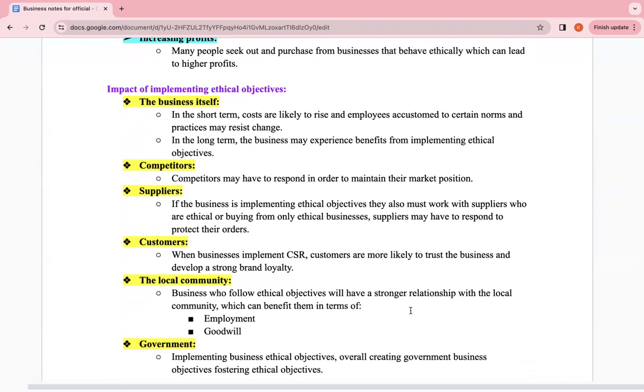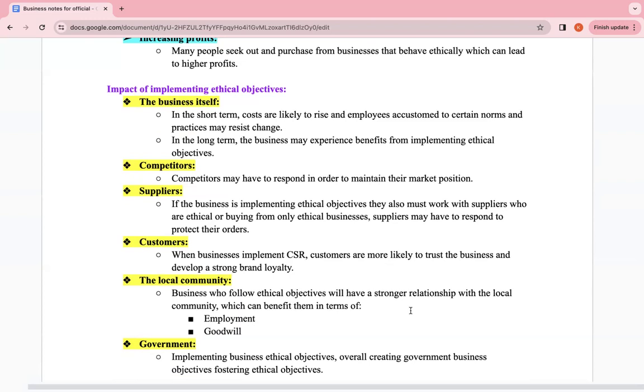Suppliers: if the business is implementing ethical objectives, they might also work with suppliers who are implementing ethical objectives or buying from ethical businesses. Suppliers have to respond to protect their orders, so to protect their own businesses technically. Customers: when businesses implement CSR, customers are more likely to trust the business and develop brand loyalty, like I previously mentioned.